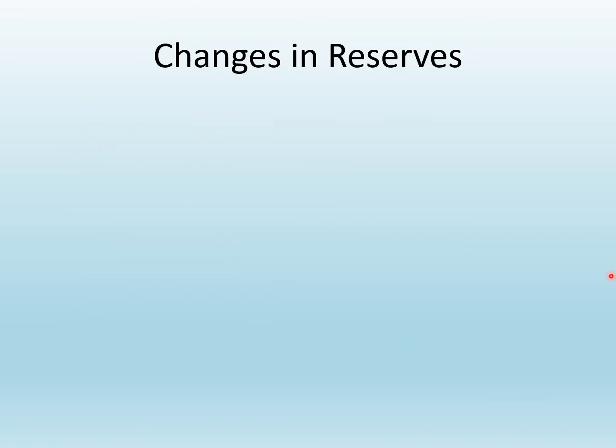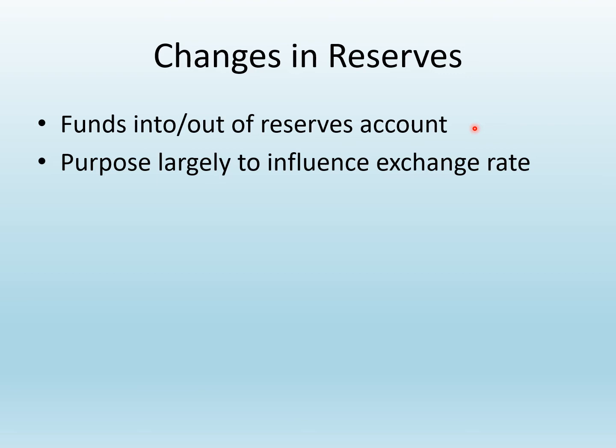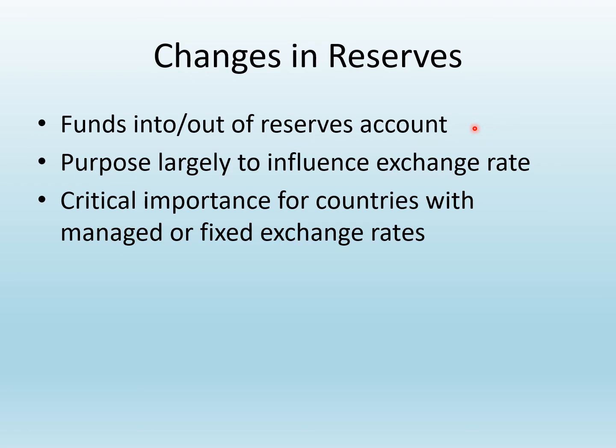The third of the accounts in the balance of payments is called the changes in reserves account. Please note that it's not the reserves account itself that's part of the balance of payments. It's the changes in reserves. And what that is doing, it is money which has been taken out of the reserves account or put back into the reserves account. So it's those changes in the reserves account. Very often the purpose of changes in reserves is to influence the exchange rate. For more of that later. And it typically is important for countries who either try and manage their exchange rate, and very few of these exist anymore, or countries that attempt to run fixed exchange rates.